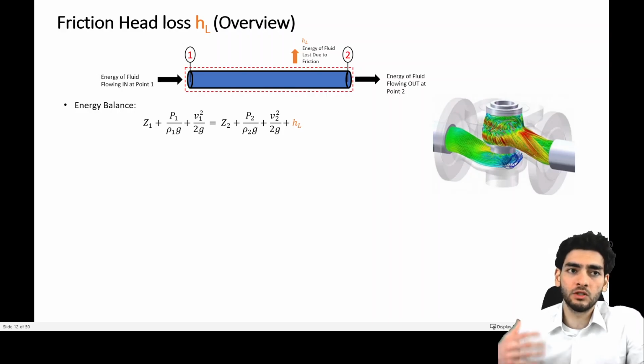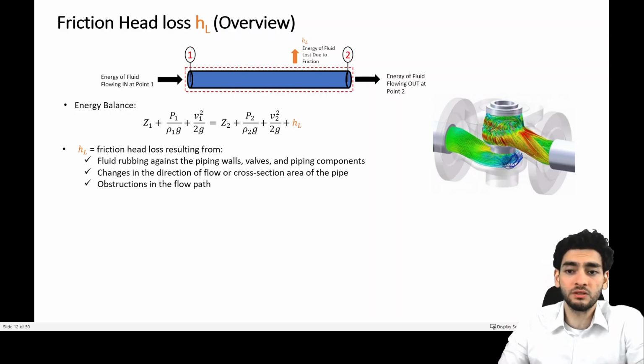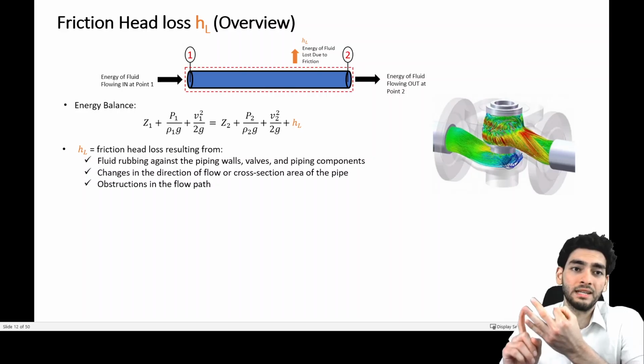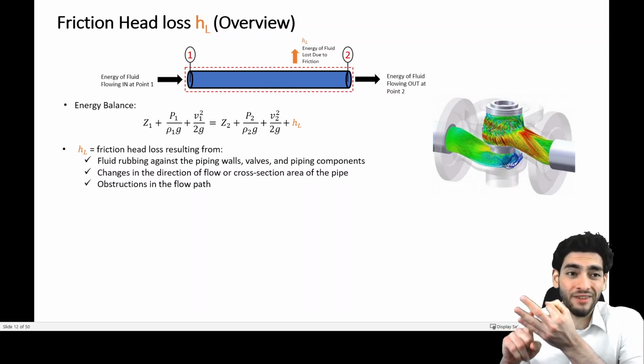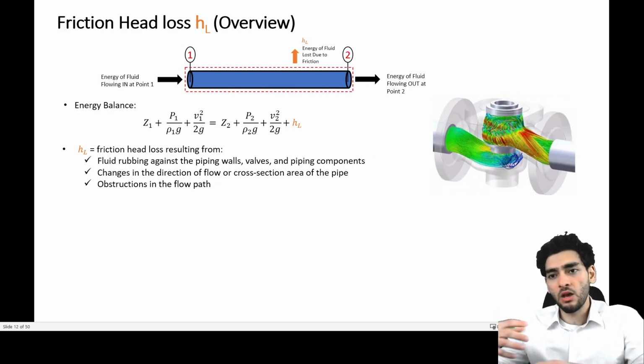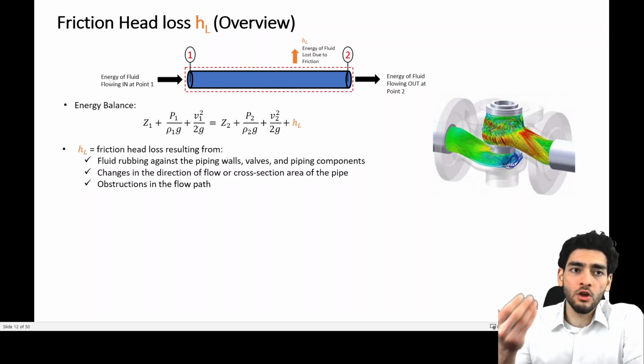And if we look at Crane's handbook, it states the following. It states that the friction head loss results from the following three items, which is fluid rubbing against the piping walls, which we already know, and obviously fluid that travels through piping components, fittings, and valves. And also it results from any changes in the direction of the flow. So if you have bends, Ys, Ts in your piping configuration, then you would have more friction head loss that you need to account for.